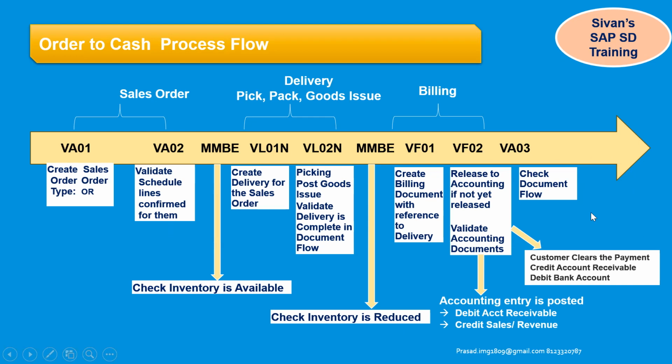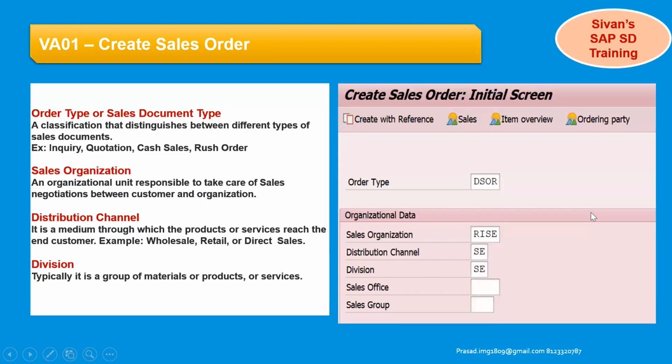So let me go to the next slide. What happens? First, VA01 creates the sales order. Here we will input the order type and the sales area. Without order type and sales area, the system will not allow you to go to the next screen, that is the sales order creation initial screen.